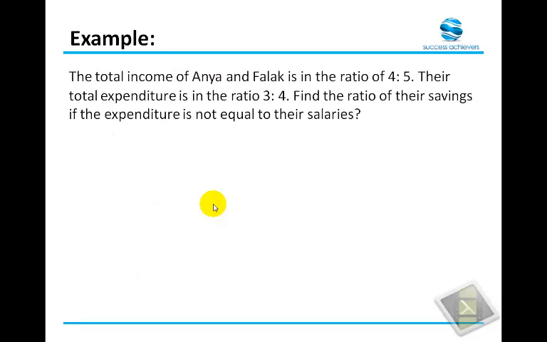Next question. Total income of Anya and Falak is in the ratio 4:5. Their total expenditure is in the ratio 3:4. Find the ratio of their savings if the expenditure is not equal to their salaries. Now, let us see if you're very clear with the concept of ratio.